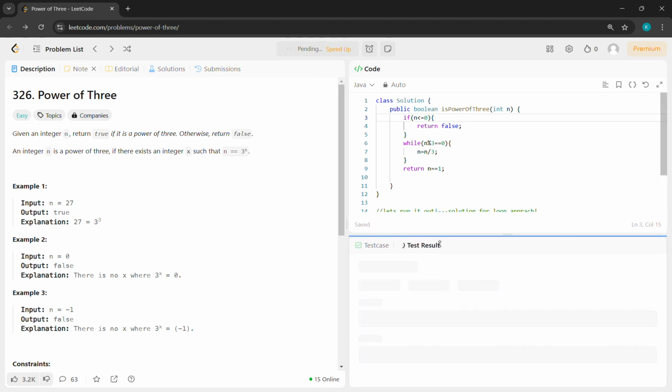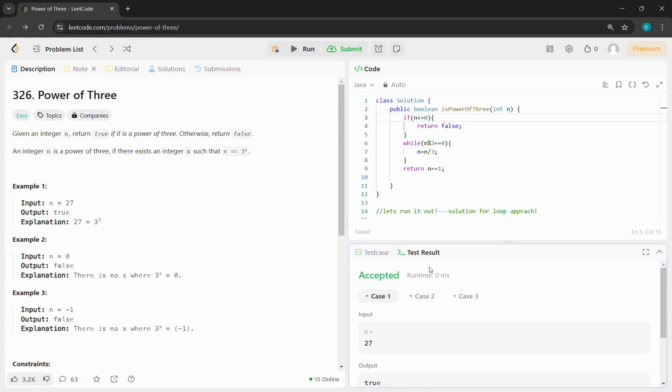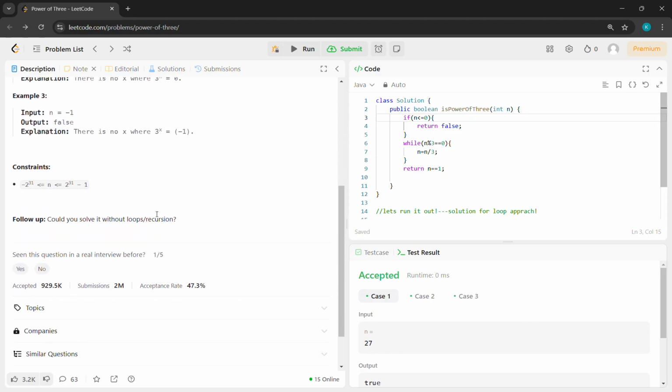Yeah, this makes sense. Definitely. So let's submit it, and then we will also give the solution for the other part, that is, doing it without the loops or the recursion. So first and foremost, let's submit it.